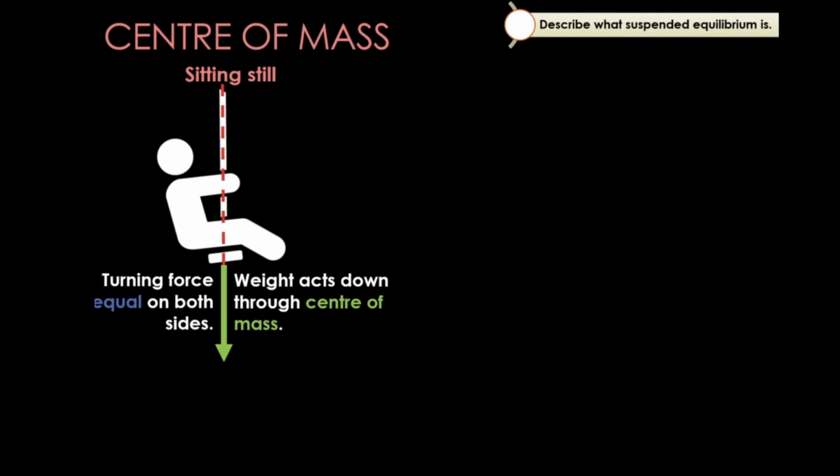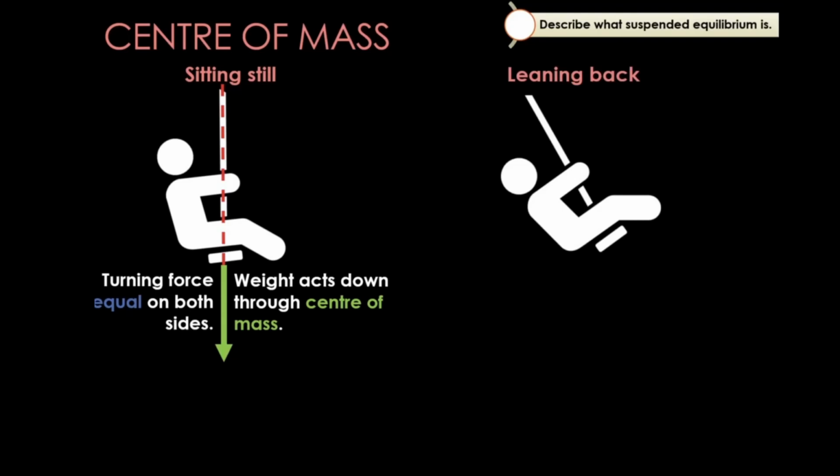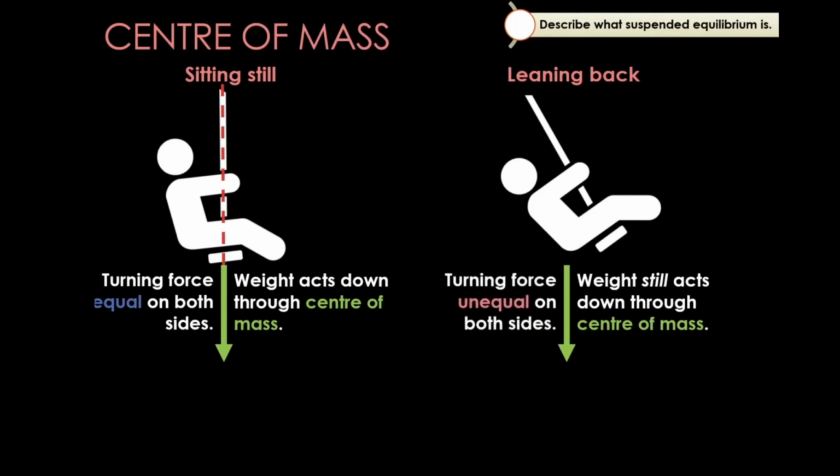You only move if you have a resultant force that is greater than 0. When you're leaning back or you swing your legs out, your weight is still acting down through your center of mass, but you've now shifted your center of mass somewhat. So the turning forces are now unequal. Previously we had the same turning force on the left and the right, and those forces balanced out, nullified each other to become a resultant force of 0. When you shift your mass, those turning forces become unequal.